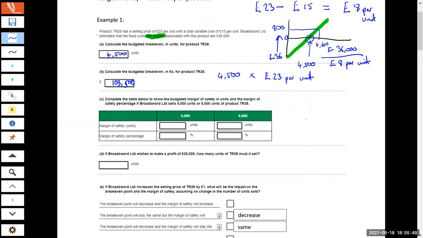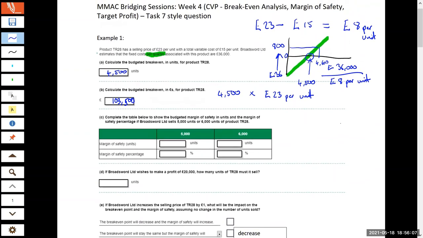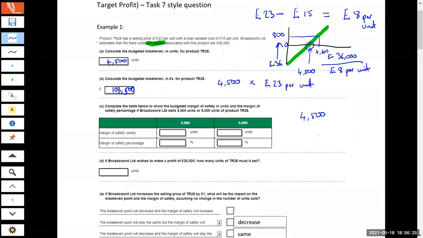So now let's look at the next question. Complete the table below to show the budgeted margin of safety in units and the margin of safety percentage if Broadsword Limited sells 5,000 or 6,000 units of product TR28. So we already know that once they get to 4,500 units, they are safe. Every unit after that generates them a profit of £8 per unit. So if they were to sell 5,000 units, we know that the gap between 4,500 and 5,000 is 500 units. Thank you, Sophia, as well. So it's 500 units.